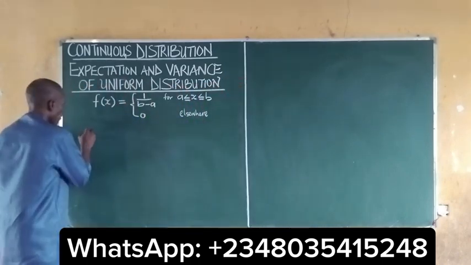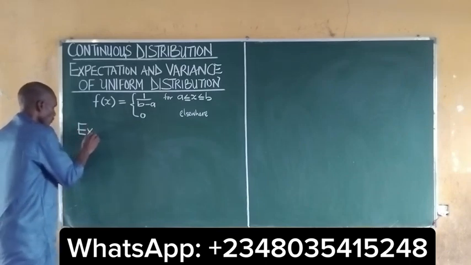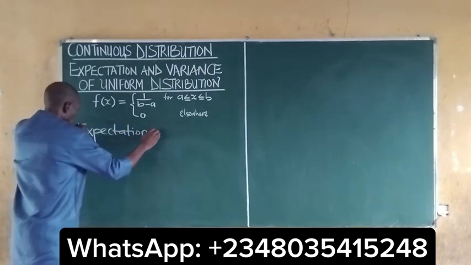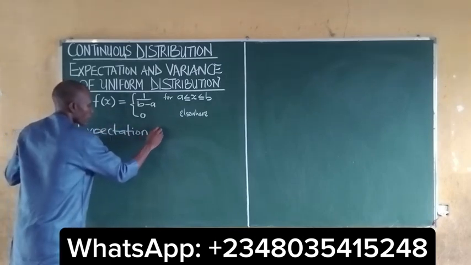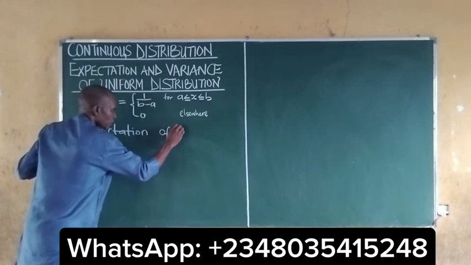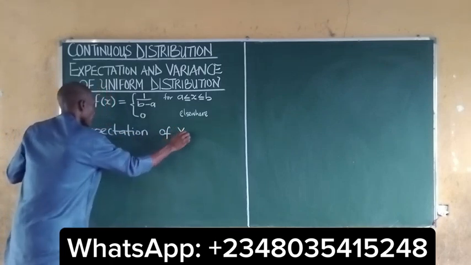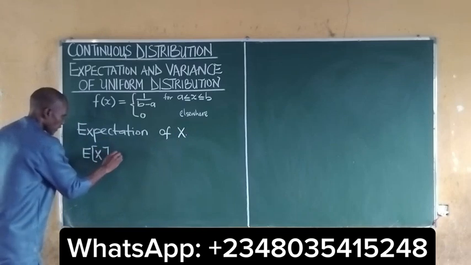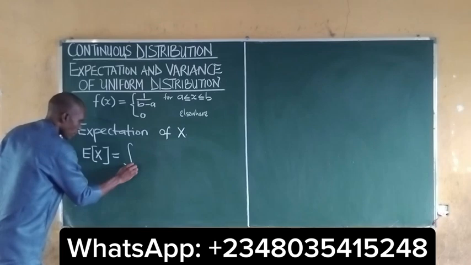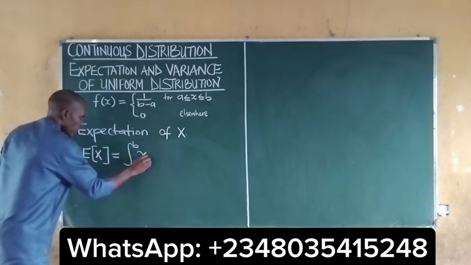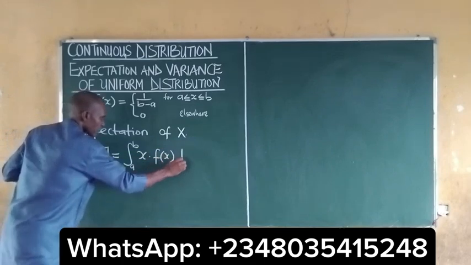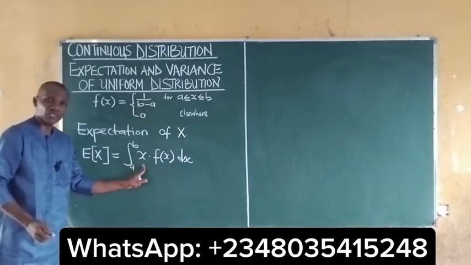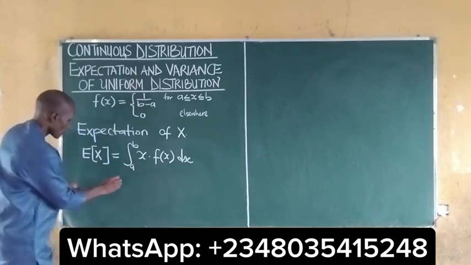The first thing to do is to find the expectation. The expectation of x is denoted as this, to be equal to the integral from a to b of x multiplied by f of x dx. So this is what we get if you want to find the expectation for a continuous distribution.